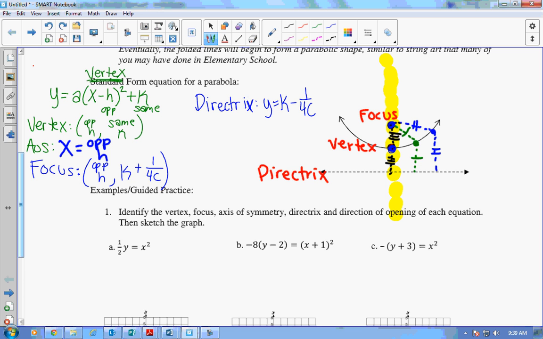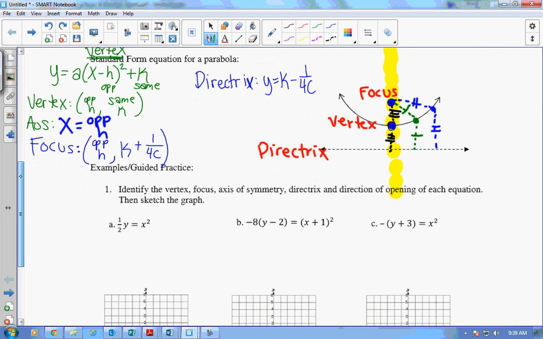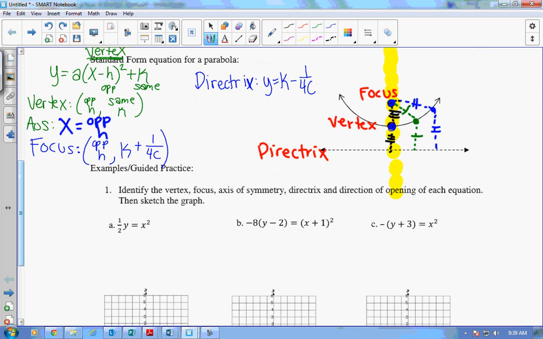So, directions for the 3 examples down below. Identify the vertex, focus, axis of symmetry, directrix, and direction of opening of each. Is it concave up or is it concave down? We're not there yet, okay? Okay, number 1. Here's our equation. It's not in the right form, though. We need to get it into this form that's written up above, vertex form.